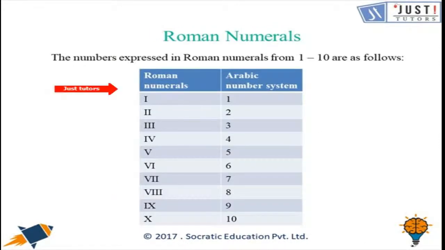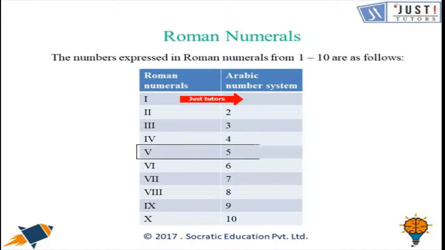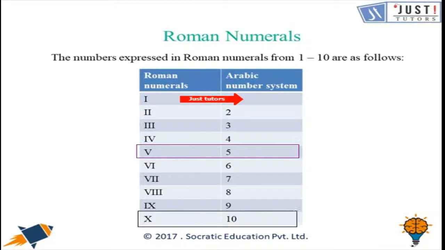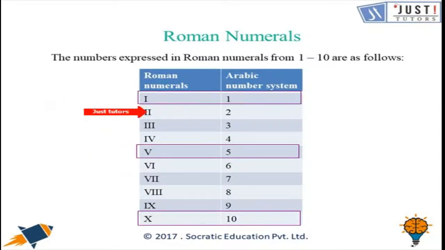Let's begin with the first 10 letters of Roman numerals. We can use the alphabet I to write 1. If we talk about the number 5, we can use the letter V for that. We can use the letter X for the number 10. For now, we need to focus on these 3 letters, which are I, V and X, and with the help of these 3 alphabets we are going to make the rest of the numbers. So let's learn how we can do that.